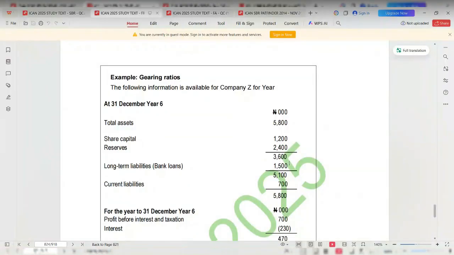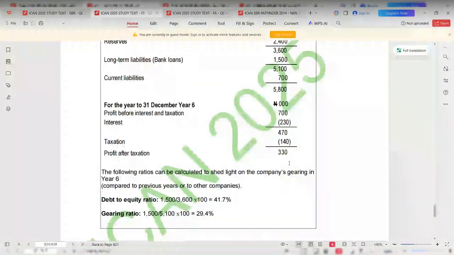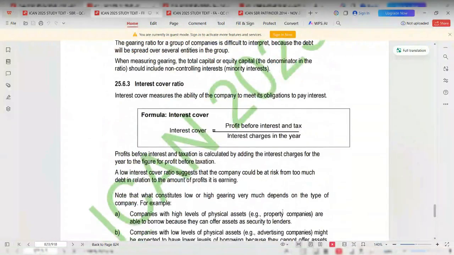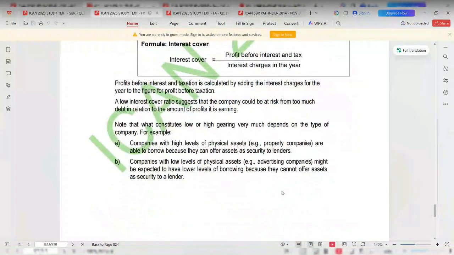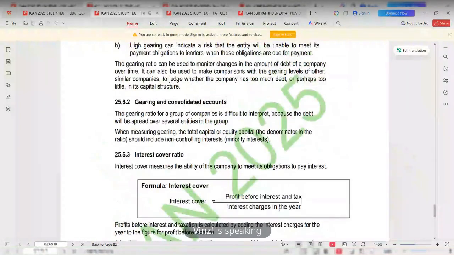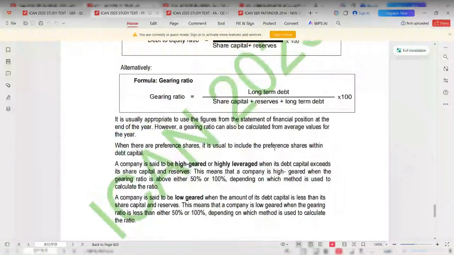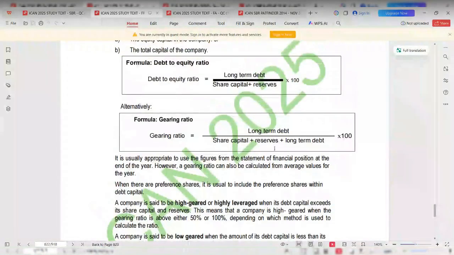And based on what we discussed last class, what is the formula for gearing ratio? What is the formula for debt to equity ratio? Debt to equity, what's the formula? Are we still together? Yes, we are together. Can you just revisit the formula I gave to us the other time and give us the formula for debt to equity ratio, and that of gearing ratio?